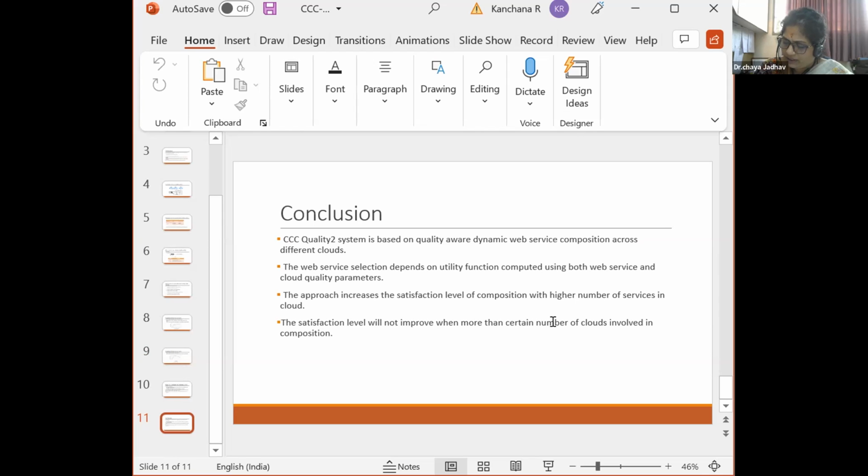Only one question is there. Which quality parameters you have chosen for this? Yeah. For web services, 3 quality parameters like security, response time, and one more.